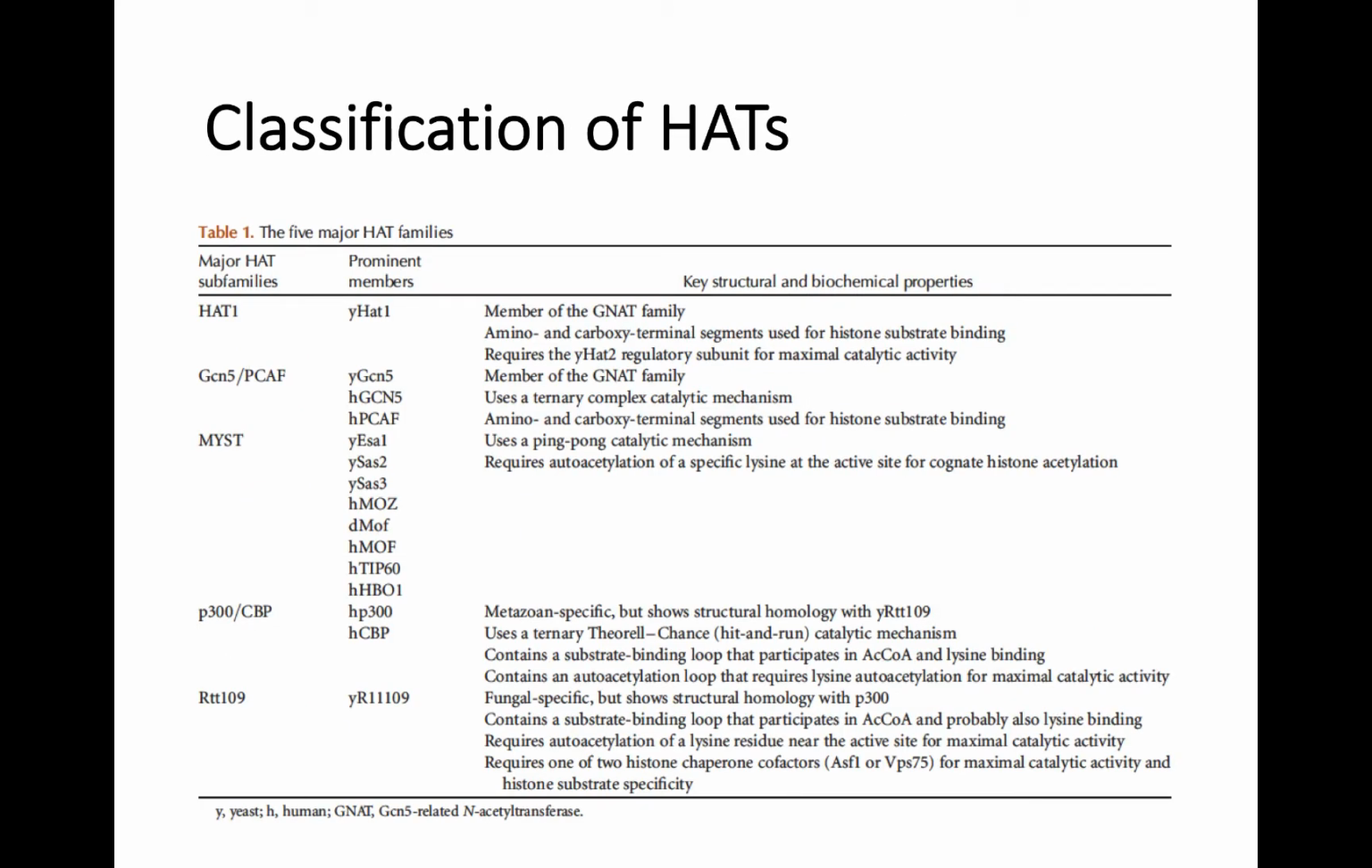HATs are typically classified into different subfamilies depending on their exact mode of action, meaning how they move the acetyl groups from the donor molecule to the histone molecule. Shown on this slide are the 5 major subfamilies of HATs. They are the HAT1 family, the GCN5 PCAF family, the MIST family, the P300 CBP family, and the RTT109 family.